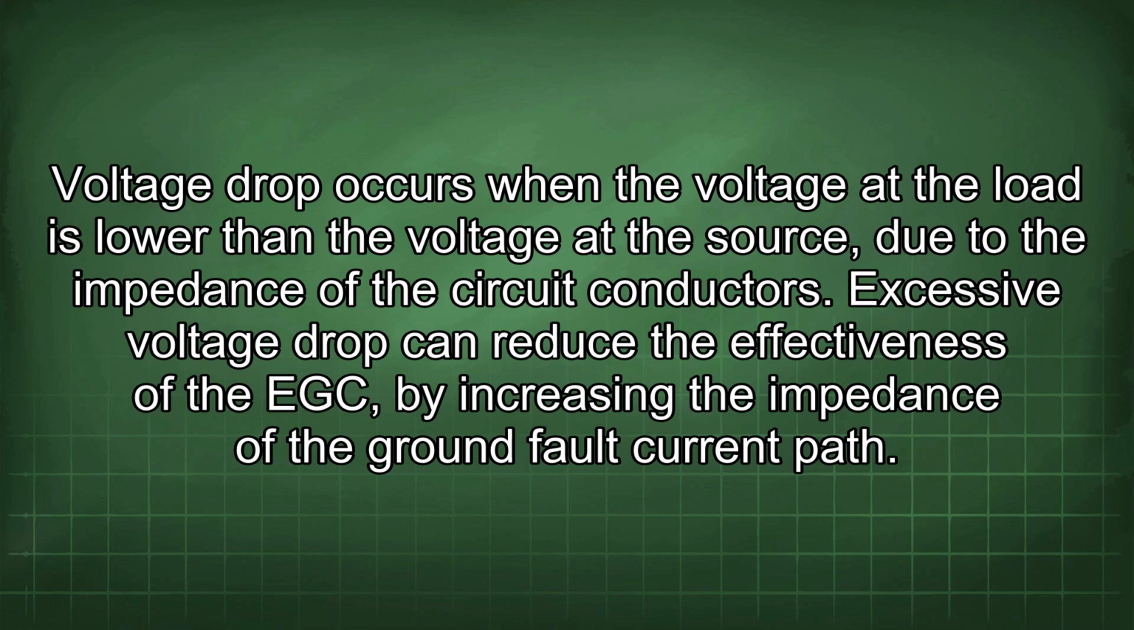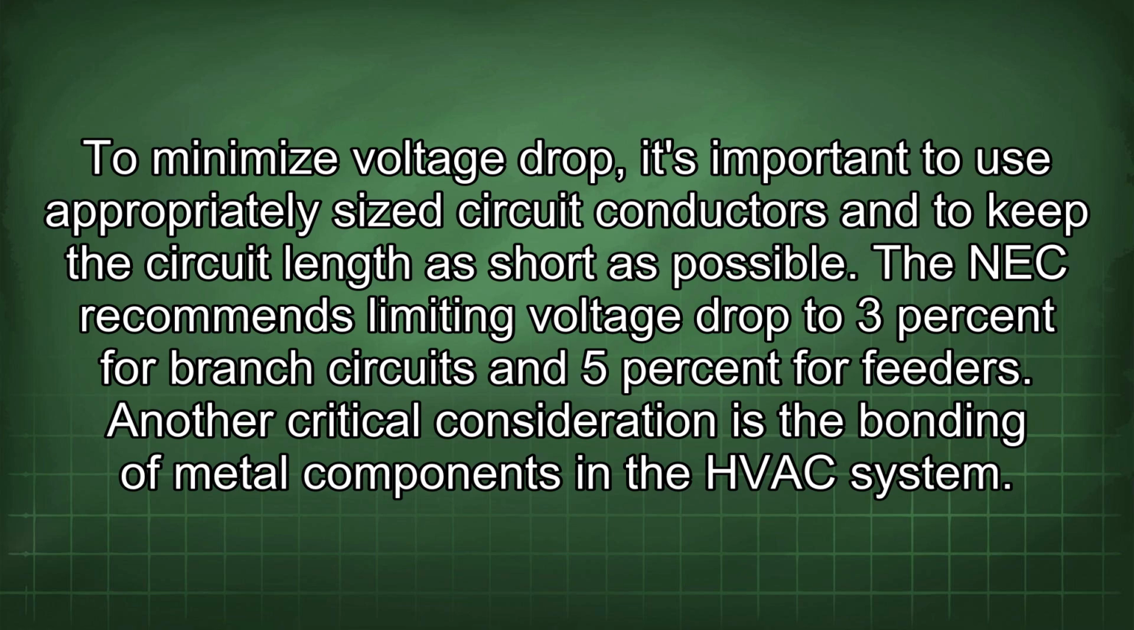Excessive voltage drop can reduce the effectiveness of the EGC by increasing the impedance of the ground fault current path. To minimize voltage drop, it's important to use appropriately sized circuit conductors and to keep the circuit length as short as possible. The NEC recommends limiting voltage drop to 3% for branch circuits and 5% for feeders.